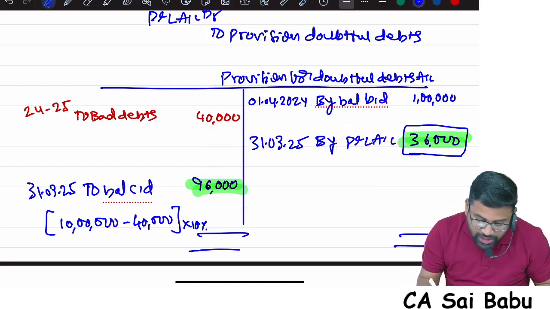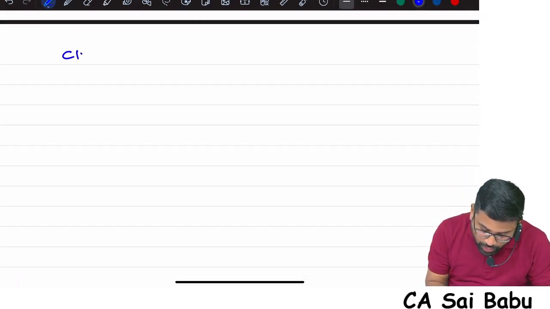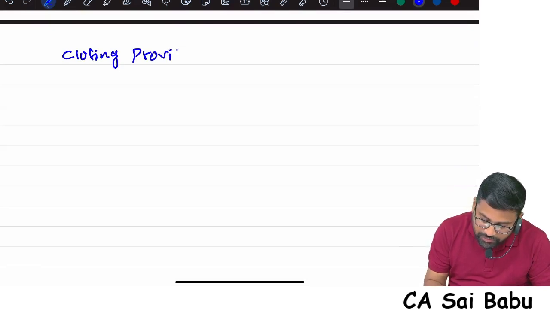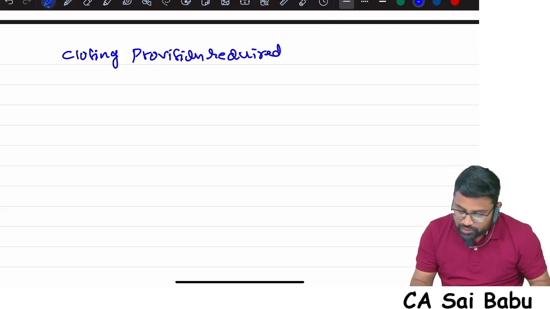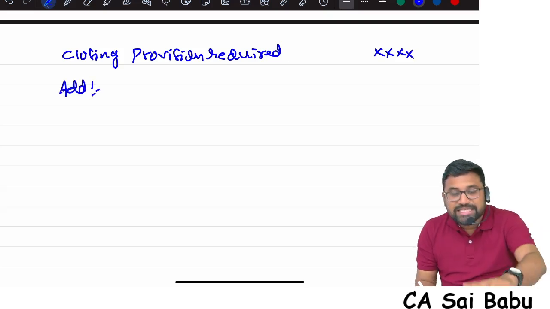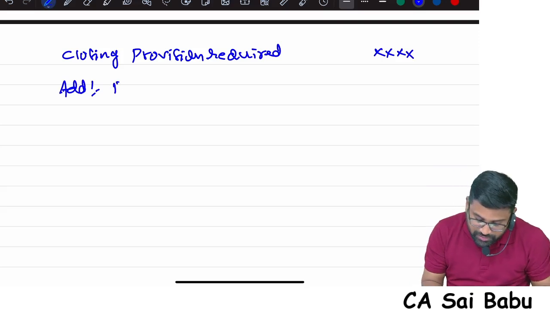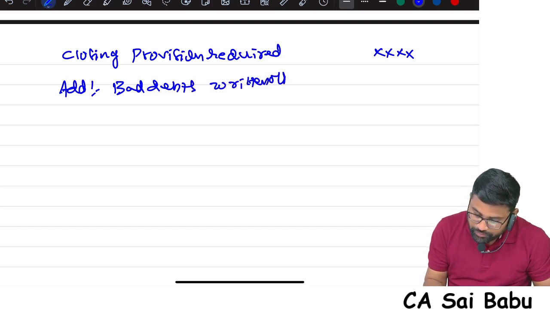Or else you can do it in another manner also. What is that? See, simple, like this. Closing provision required, how much do you calculate? How will you know how much closing provision will be required? They will give it in the question. To the closing provision required, what do I need to add? Bad debts adjusted, bad debts written off against provision. Add it. Bad debts written off, total.